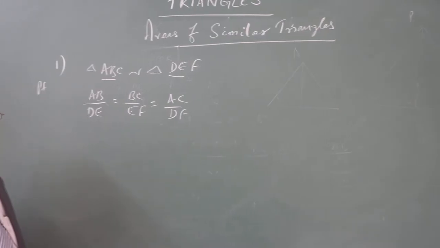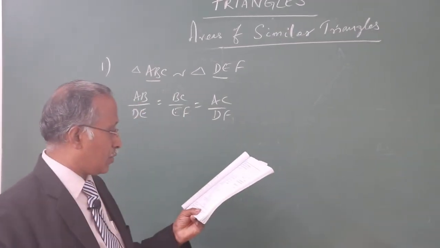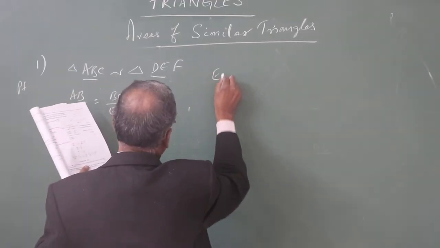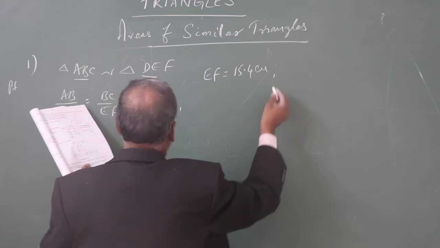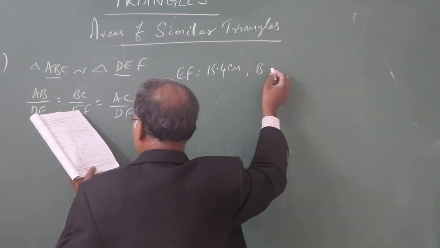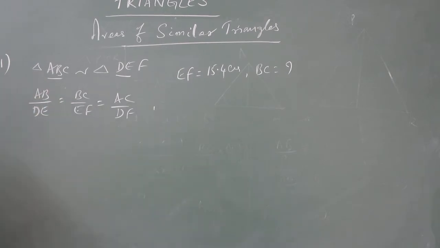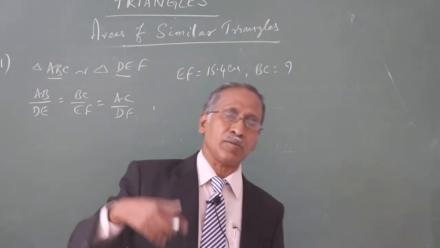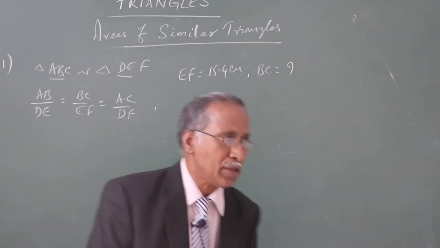They have given that these two triangles are similar, and that EF equals 15.4 centimeters. The corresponding side of EF is BC, which we have to find out. BC and EF are a pair of corresponding sides. You know the theorem too: the ratio of areas of similar triangles is equal to the ratio of the squares of their corresponding sides.